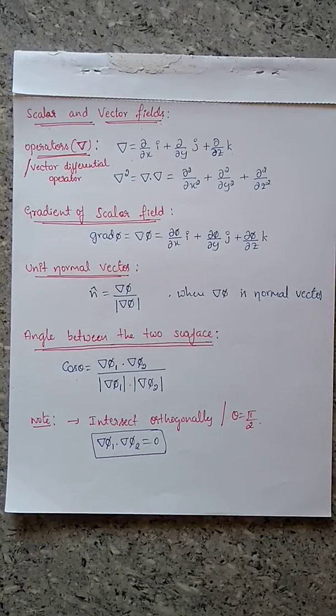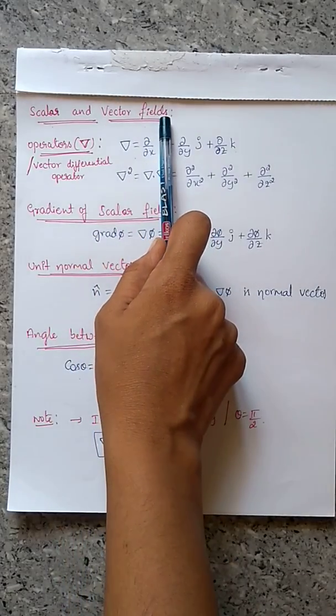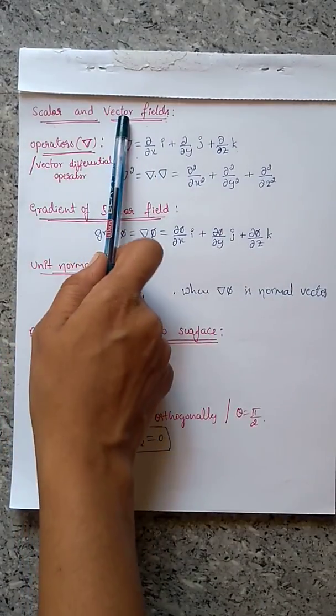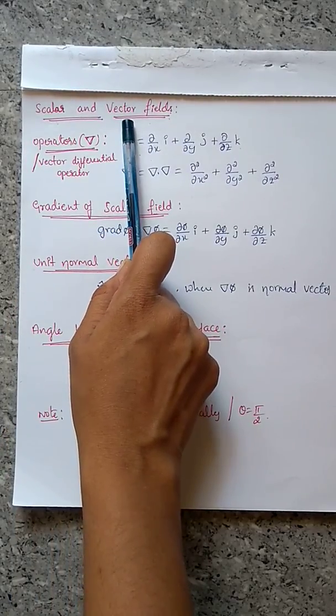Hi, good morning. Today's session I'm going to explain the new concept: scalar and vector fields. In the first session I already explained scalar and vector. A scalar has only one magnitude, and a vector has both magnitude and direction.